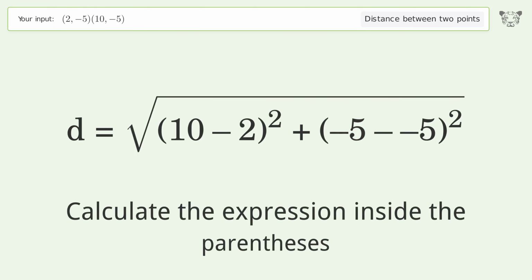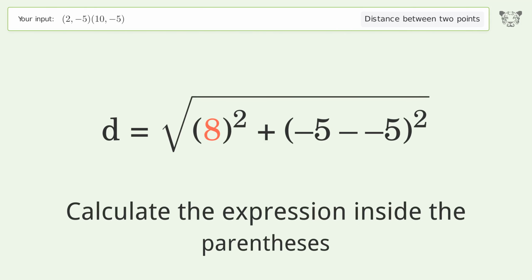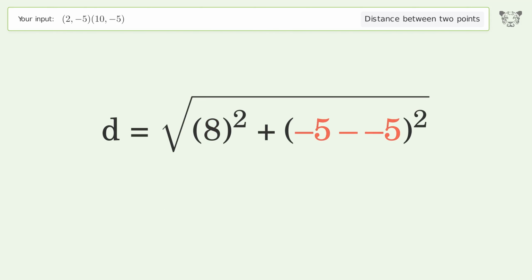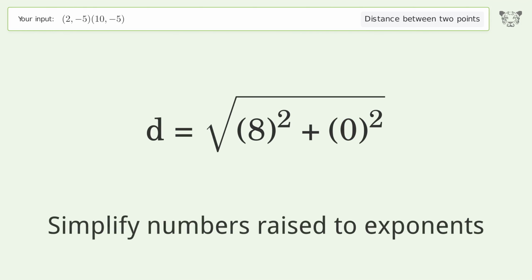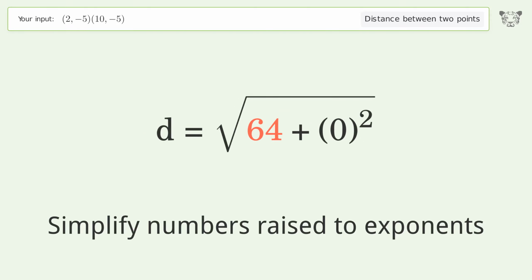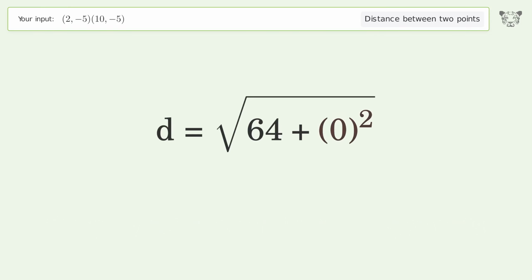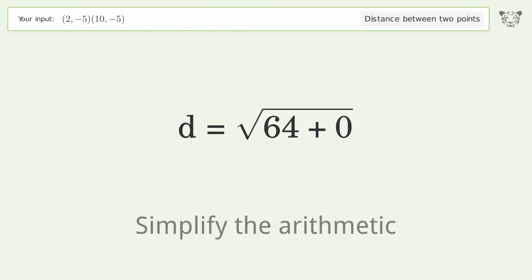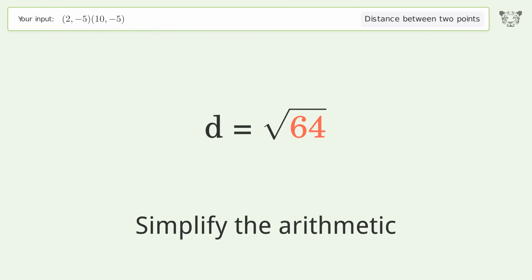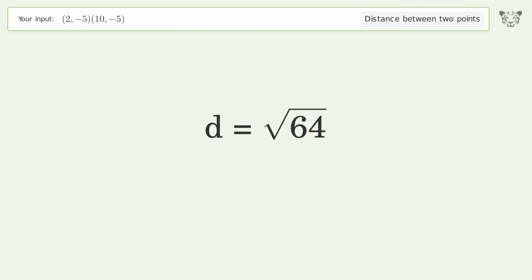Calculate the expression inside the parentheses. Simplify numbers raised to exponents. Simplify the arithmetic. And so the distance between the 2 points is the square root of 64, or 8.